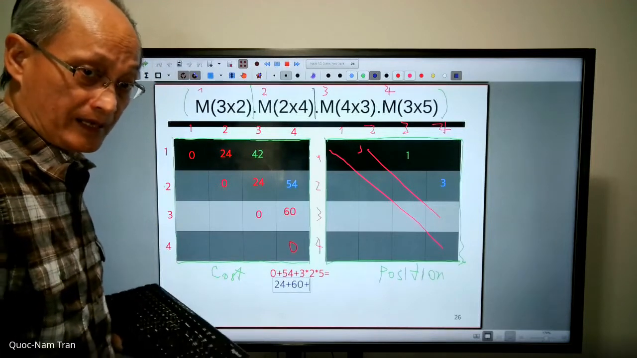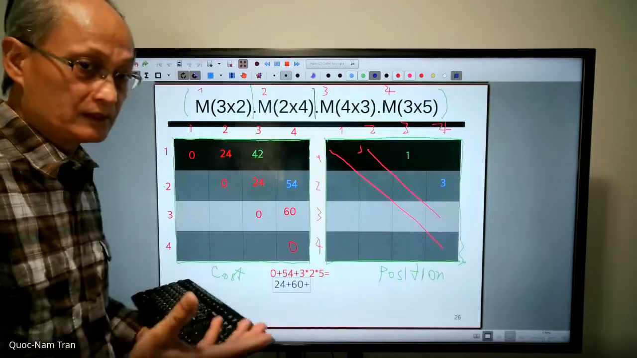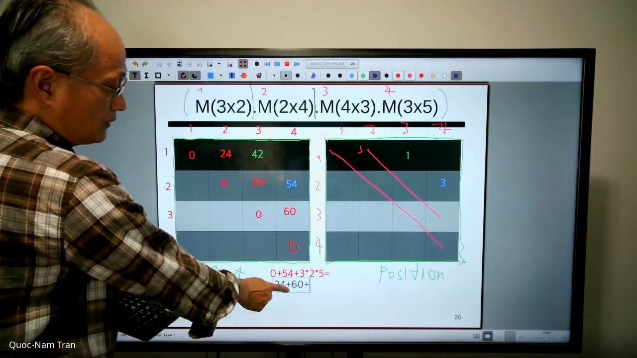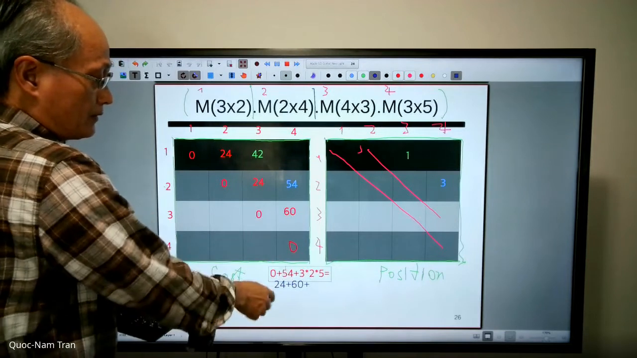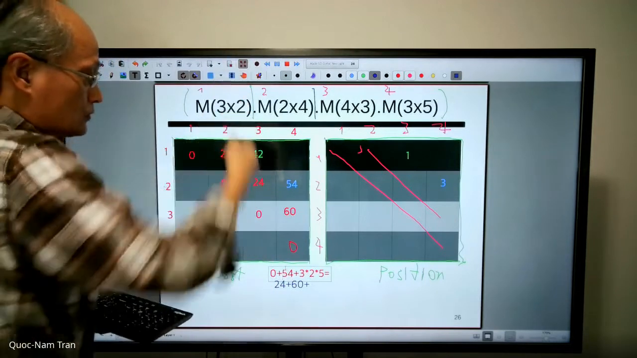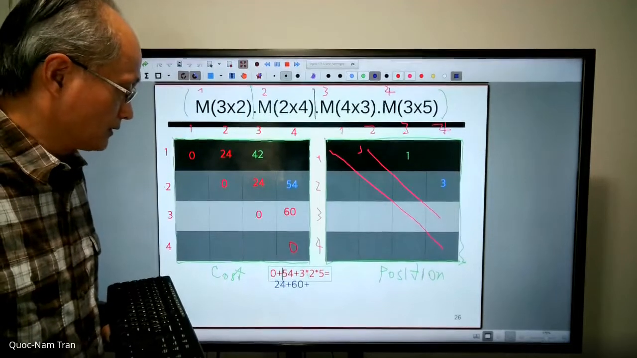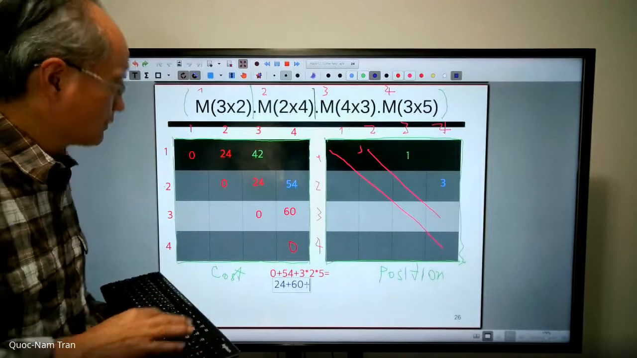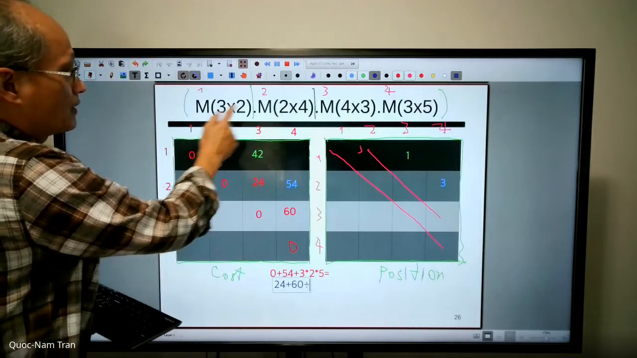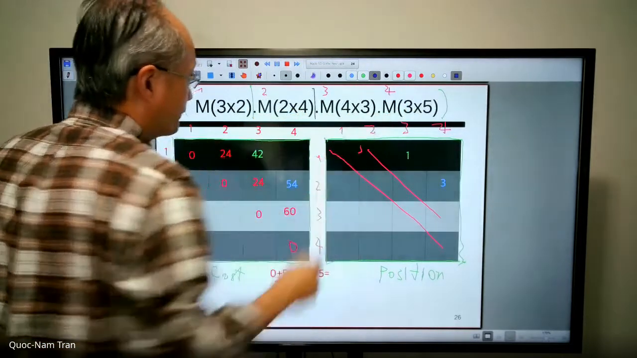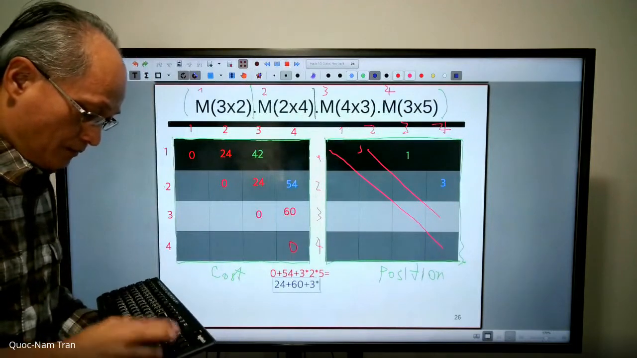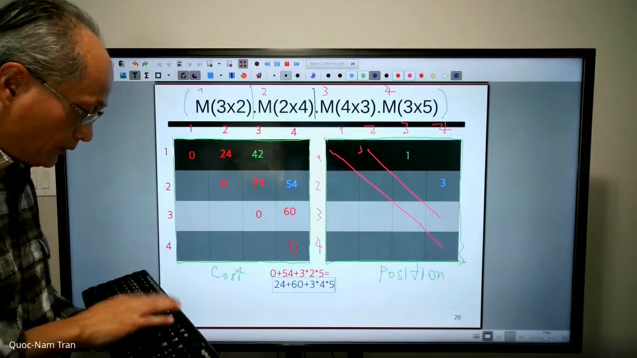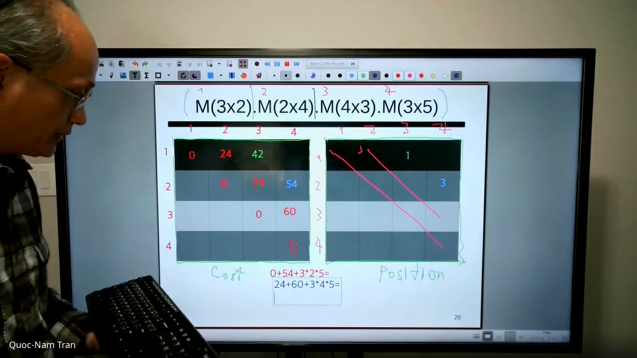I will write it down, but we don't need to do the calculation because the total is already bigger than what we have for the first way. But let's have it. Here we have 3 by 4 by 5. We don't have to do the calculation.